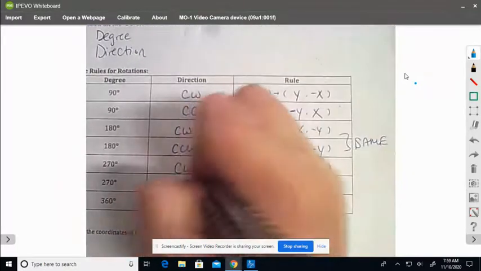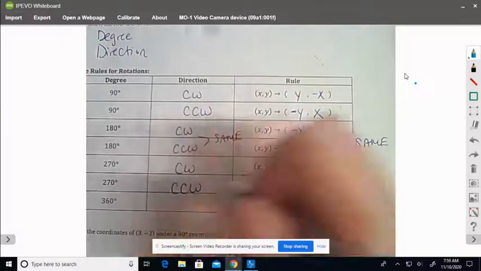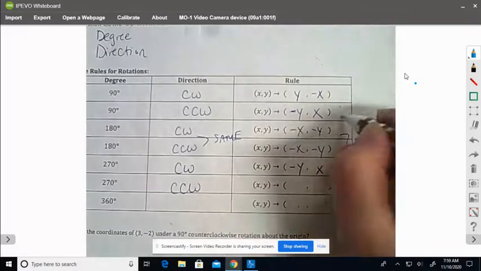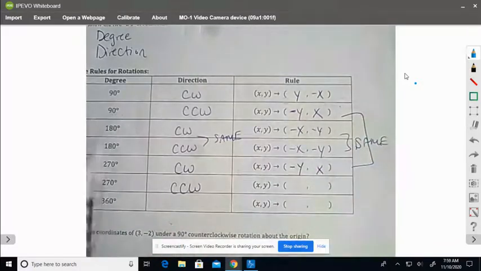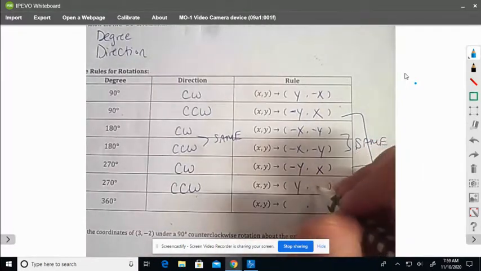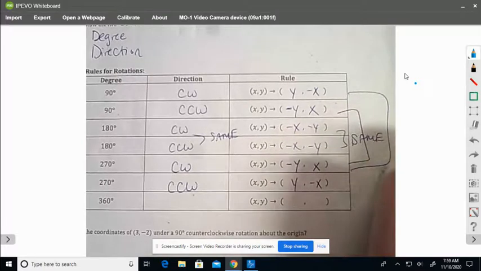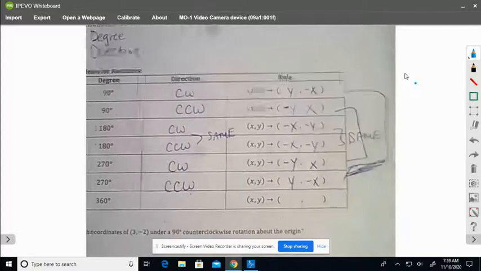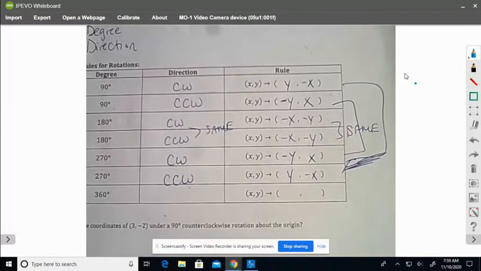270, we have clockwise and counterclockwise. Clockwise, we do negative Y, X, which is actually the same as the 90 degrees counterclockwise, just an interesting thing. And the counterclockwise is Y, negative X, which is the same as 90 degrees clockwise.